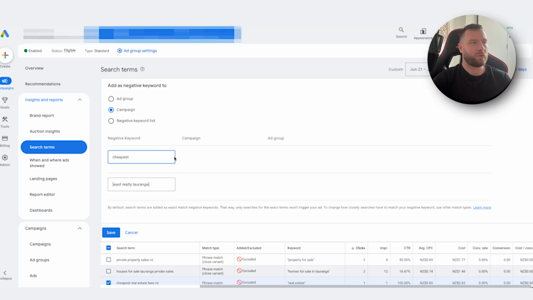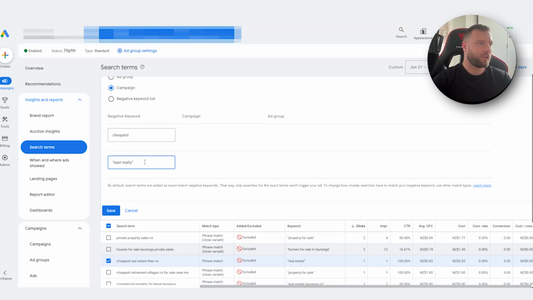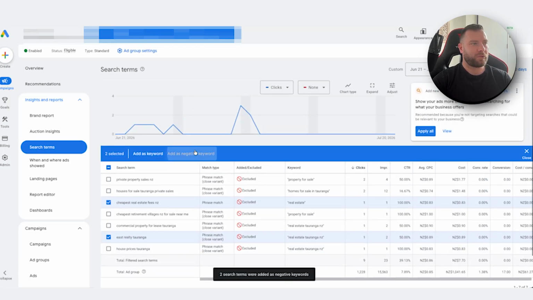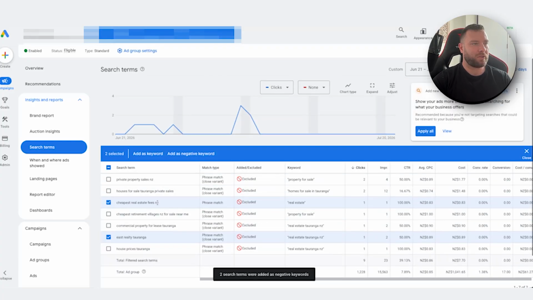If you do a broad negative like this, it means that any term containing cheapest will be excluded. Whereas if you look at something like East Reality, you want to do it as a phrase match, because East may be a direction or a suburb or a street, and Reality would compete against the brand name as well. So you want to make sure that you're using the correct negatives there. Once you've clicked save, a little tip is you just want to re-add it again so that in the report it comes up as excluded to the exact term.